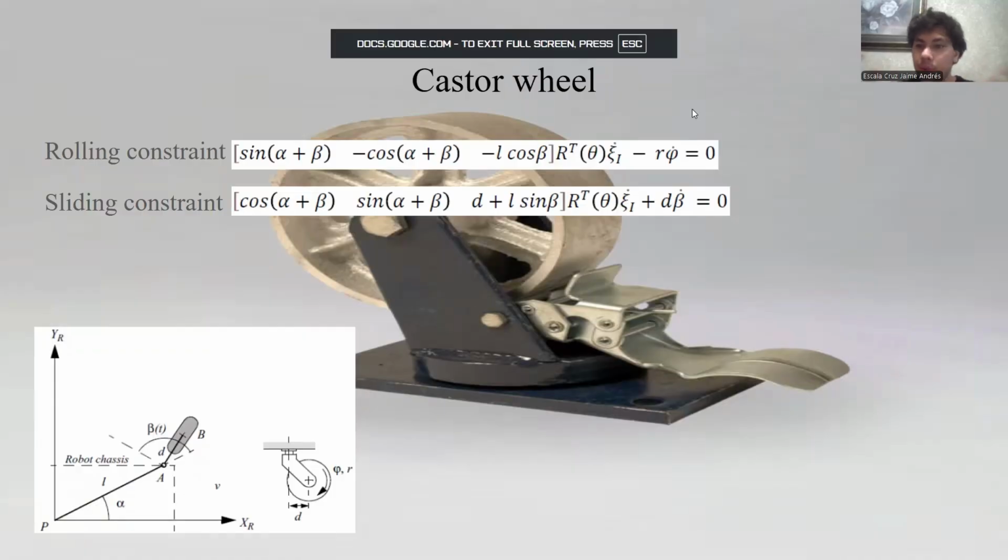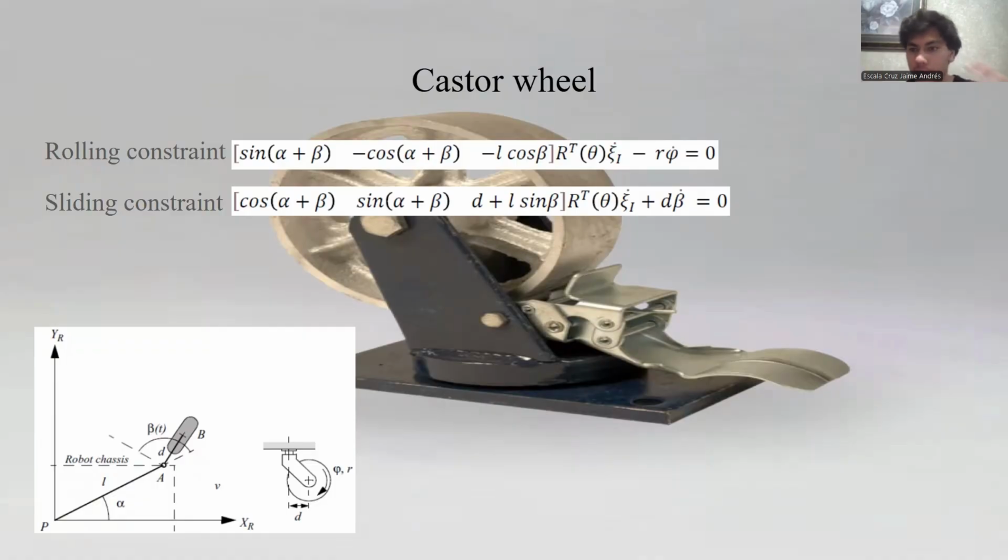Right now, I am going to talk about the caster wheel. In this case, we have a new parameter d and beta in the sliding constraint. d is a geometric parameter that is the distance between the chassis and the wheel, and beta is the angle in which this wheel rotates. If this angle is 90, the robot will not be able to rotate, because this wheel is going to be like this and the other wheels that are behind are going to stay like this.